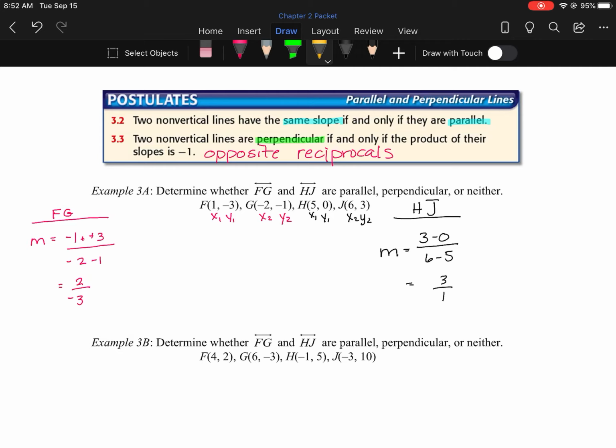So now I have to compare these two. They are opposites because FG is negative, HJ is positive, but they must be opposite reciprocals, not just one. It has to have both things. So they are not reciprocals of each other. So therefore, are they the same? So we know they're not perpendicular because they're not opposite reciprocals. They're not parallel because it's not the exact same slope, so that must mean this one is neither.